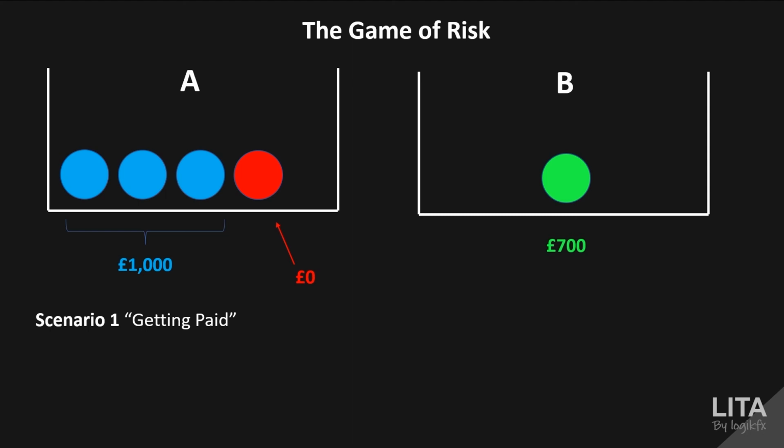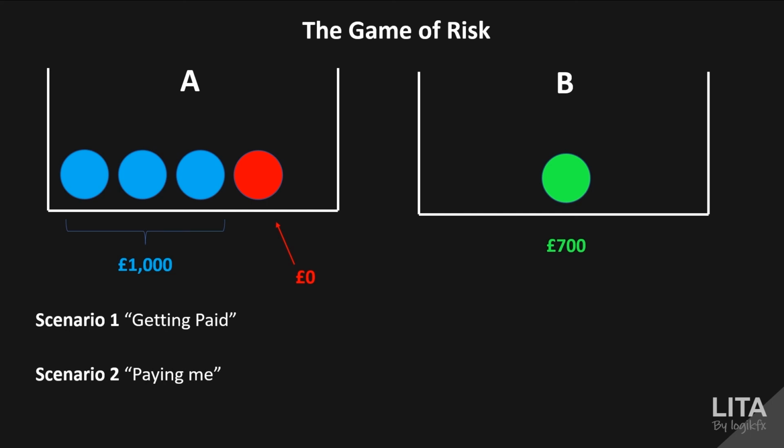I have to pay you what the ball is worth, remember, so whatever box you pick, there's a chance that you can get paid £1,000, £700, or absolutely nothing. Write it down on a piece of paper, and label this getting paid, and the box that you pick, A or B. Done? Perfect. Scenario 2.